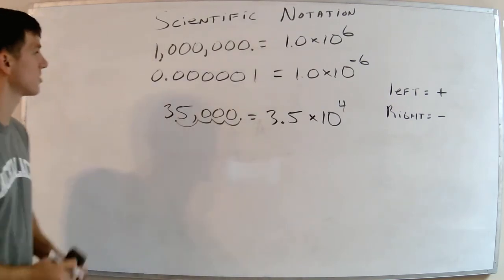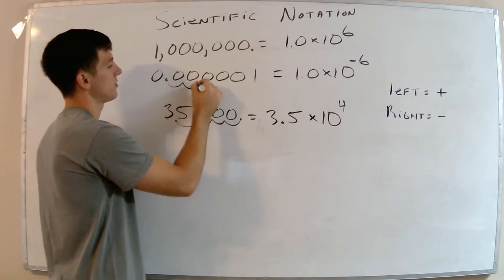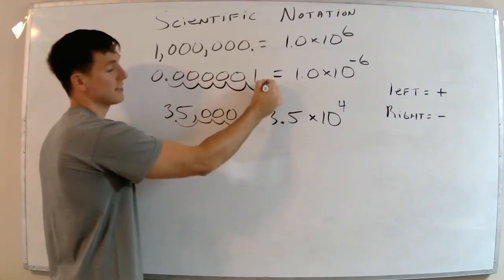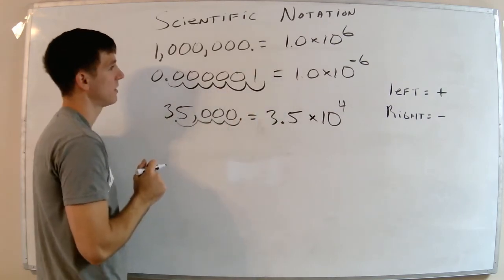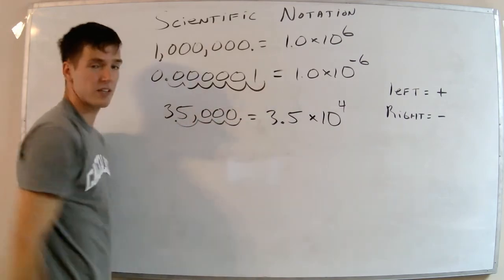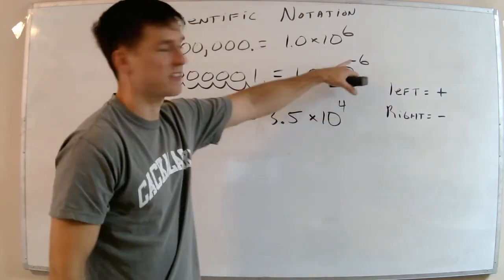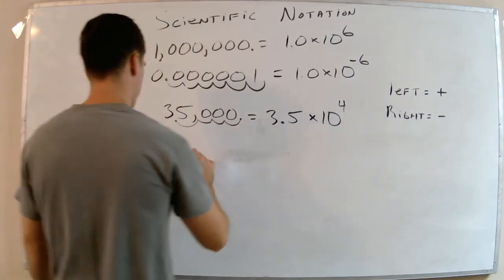So, just like with this one up here, we moved that decimal 1, 2, 3, 4, 5, 6. Now I only have one non-zero number to the left. So I put a 6 up there, but since I moved the decimal to the right, I had to make sure that my sign was negative. Okay, let's do another one like that.